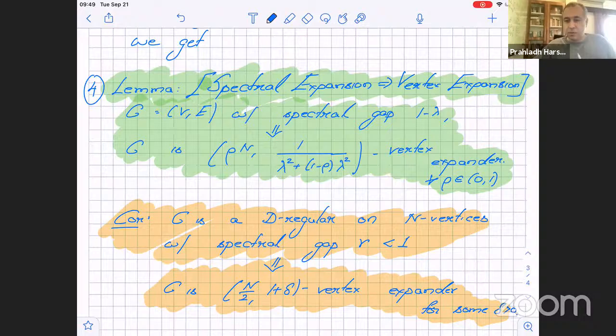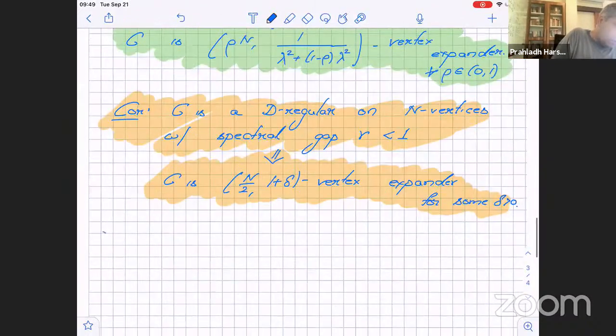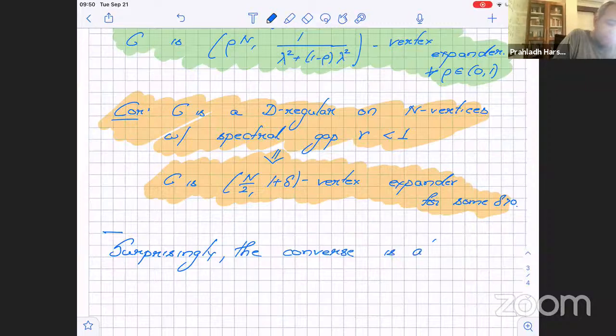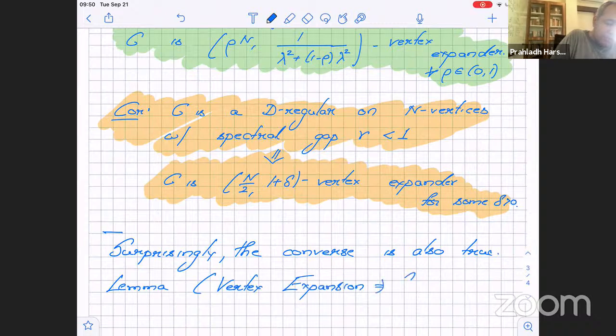What about the other direction, is it true? Surprisingly, the other direction also happens to be true. This we will not prove. Just like the expander mixing lemma had a converse, the converse here is also true. More particularly, I mean the following statement: if you have vertex expansion, then you also have spectral expansion.